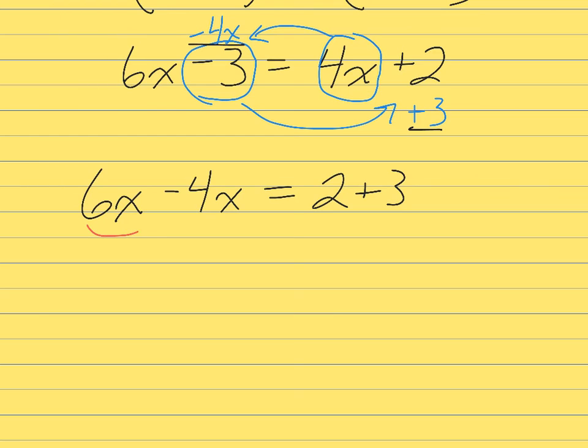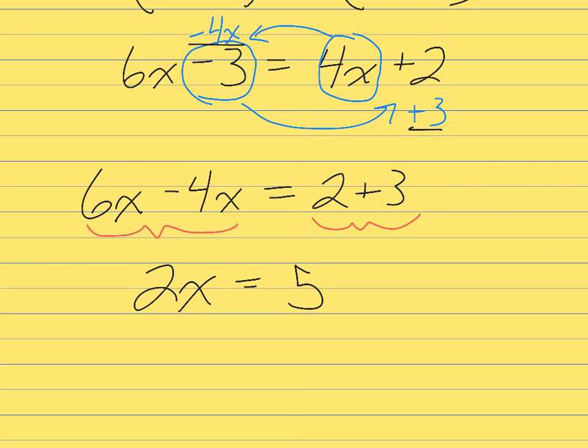Let's combine my like terms, so let's put these together. That's 6x minus 4x is 2x. And on the right-hand side, same thing. Let's combine these together. And I get 2 plus 3 is 5. I'm making it simpler and simpler, right? That's my job, simplify all of this.